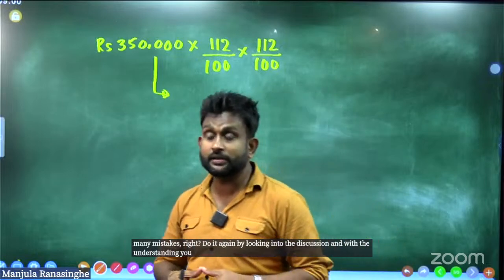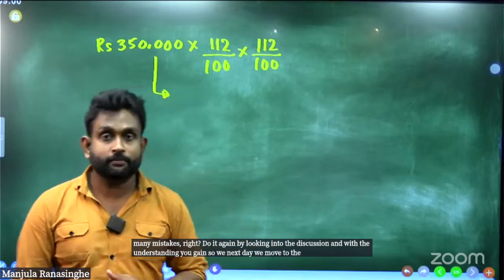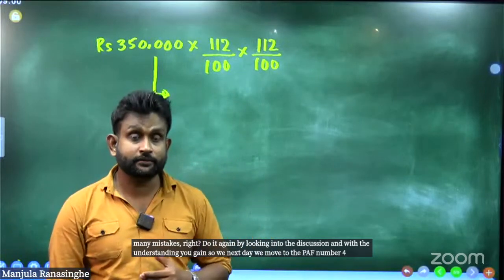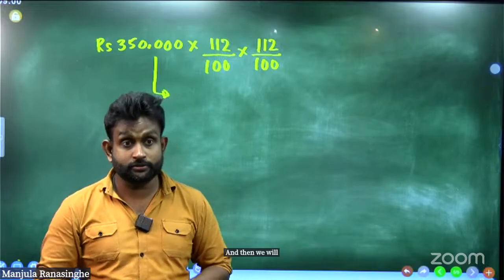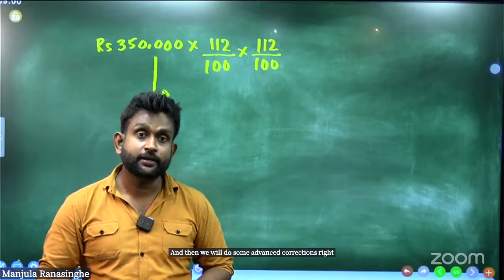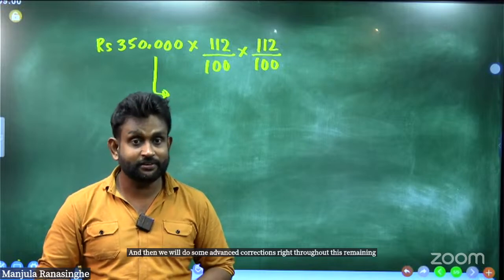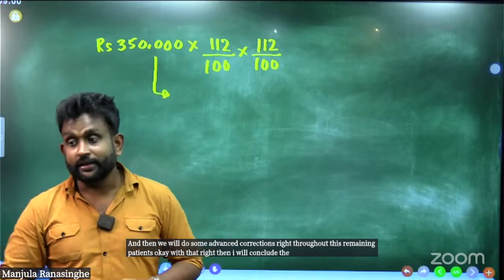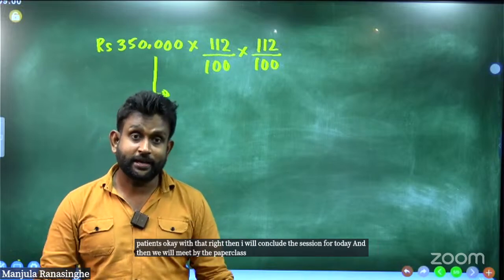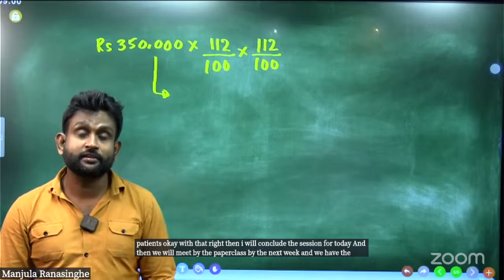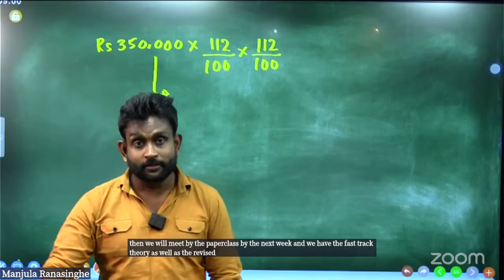So next day we move to paper number 46, and then we will do some advanced questions throughout the remaining sessions. Okay, right. Then I will conclude the session for today, and we will meet in the paper class next week, and we have the fast track theory as well as the revise and rise program throughout this week, right?